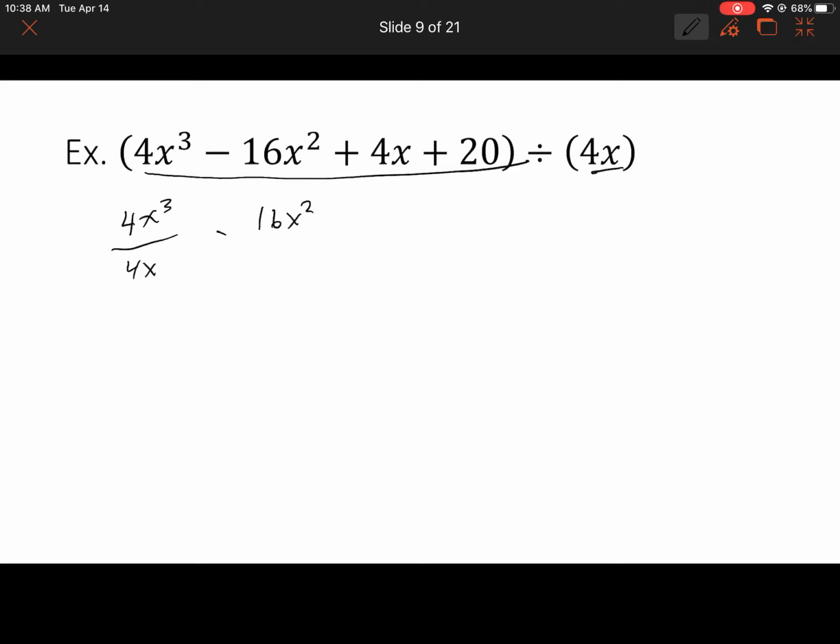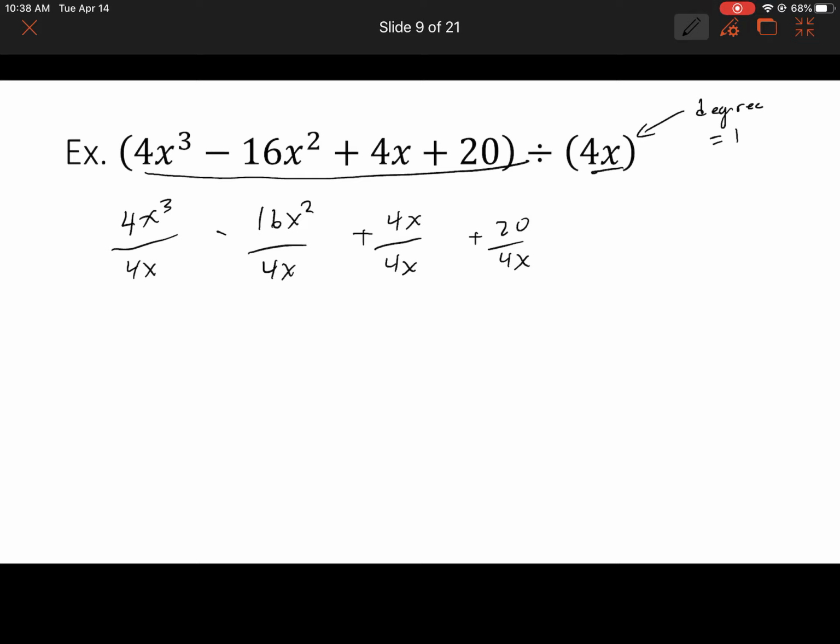Negative 16x squared divided by 4x. Plus 4x divided by 4x. And then plus 20 divided by 4x. Here, this term is of degree 1. Degree equals 1.